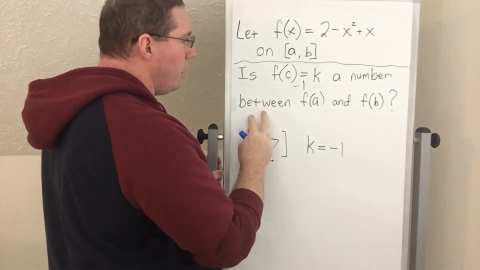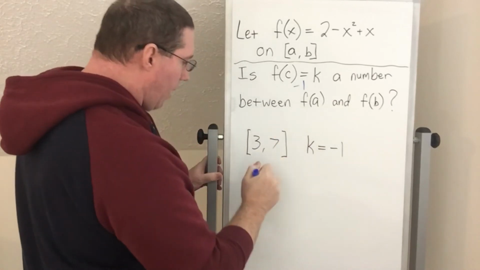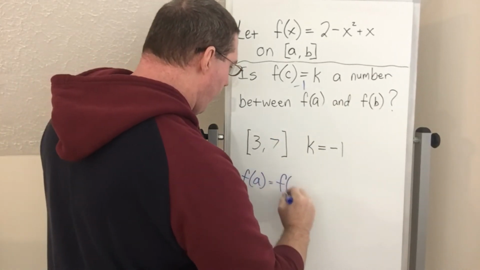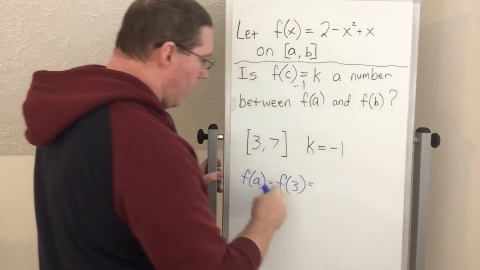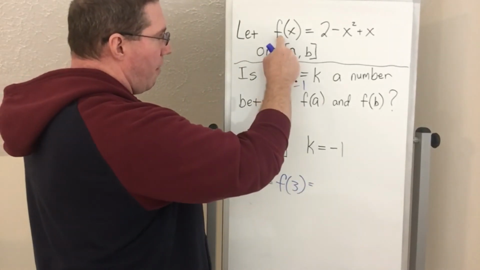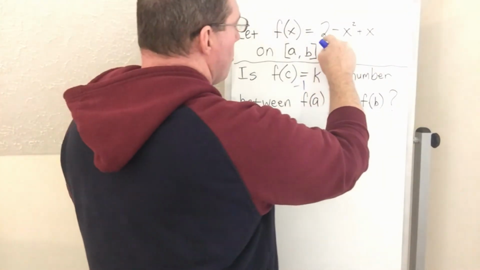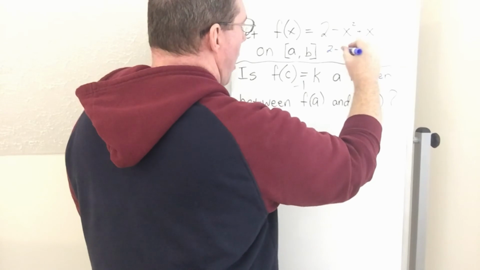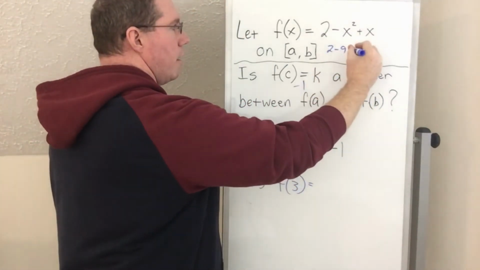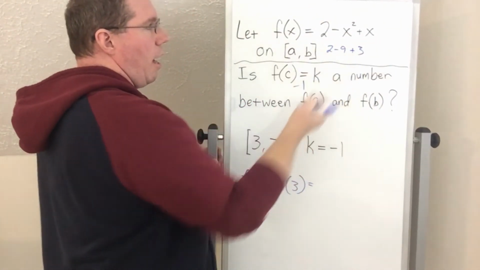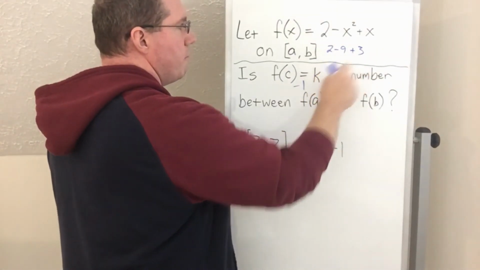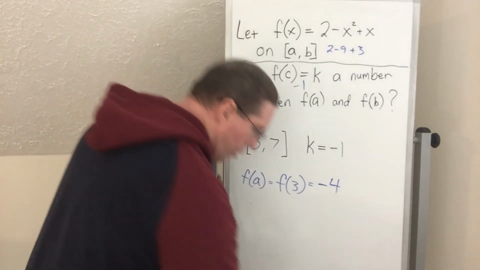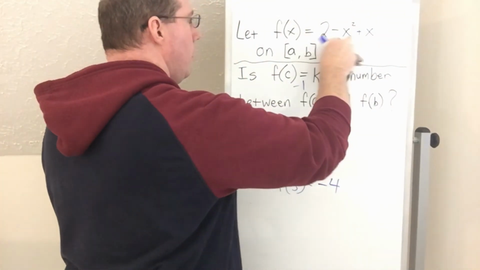So is -1 a number between f of a? Well, f of a is f of 3, and to get f of 3 we are going to plug 3 into f of x. So we'd have 2 minus 3 squared. 3 squared is 9 plus 3, right? Well, 2 minus 9, that's -7. -7 plus 3, that's -4. Okay, -4. Very good.